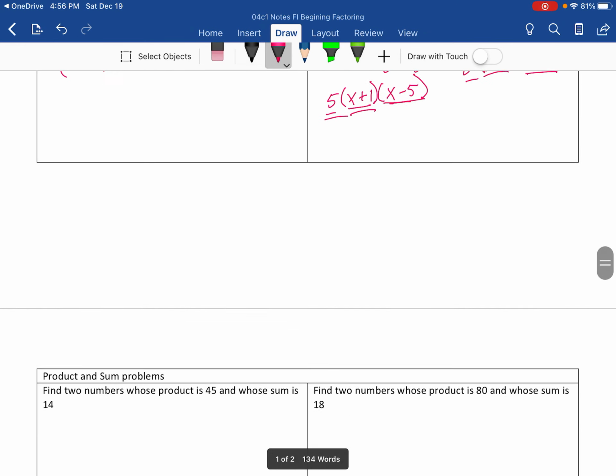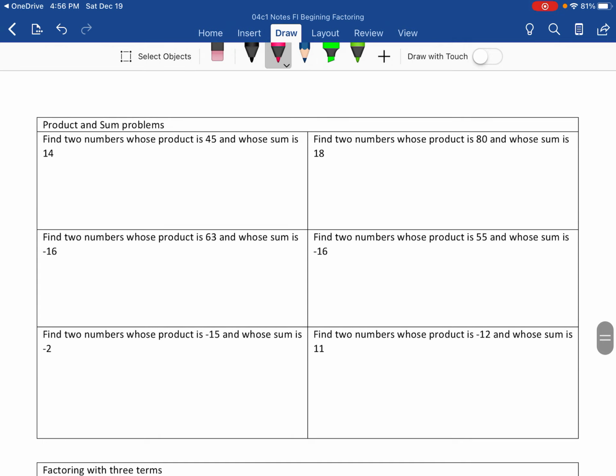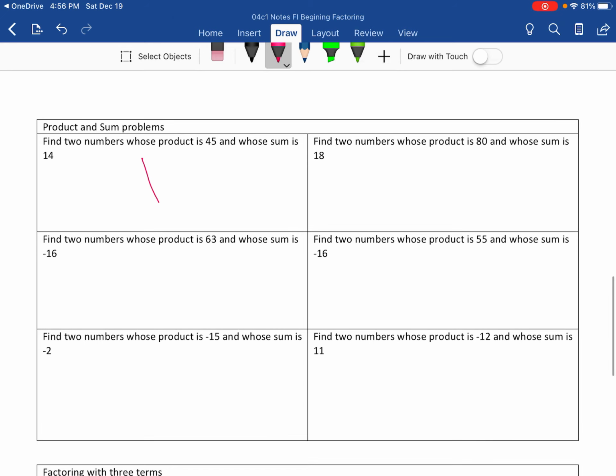Okay, so last thing for today is just finding products and sums. It says find two numbers whose product is 45 and whose sum is 14. So they have to multiply to be 45 and add to be 14. So what you have to do is think about the numbers that multiply to be 45, okay? So I think 5 times 9. Is 5 plus 9 equal to 14? Yes. So those are my two numbers. My two numbers are 5 and 9, okay?